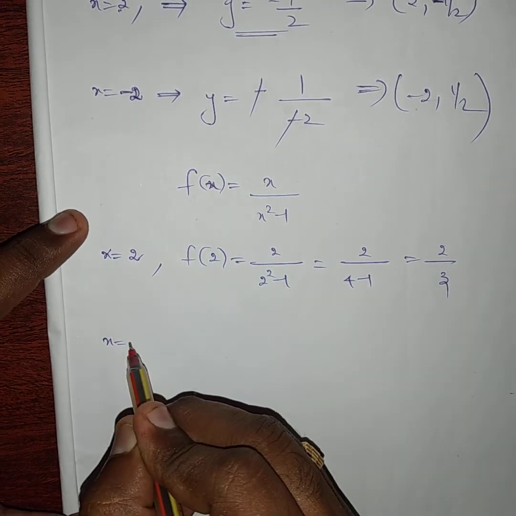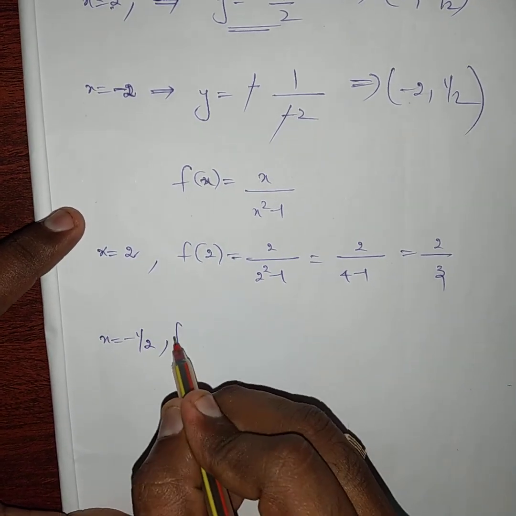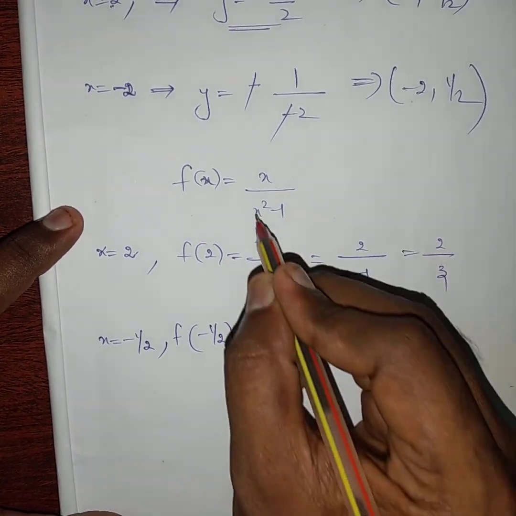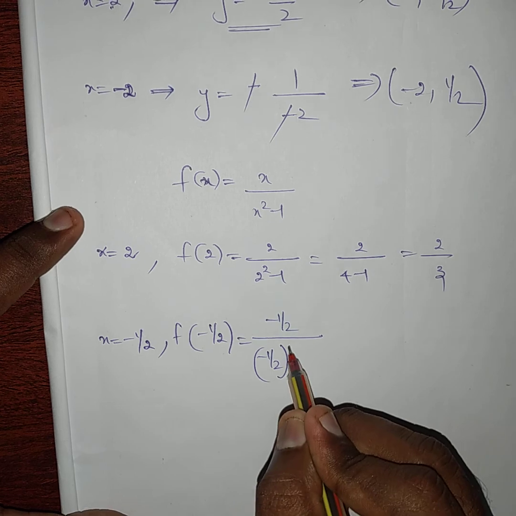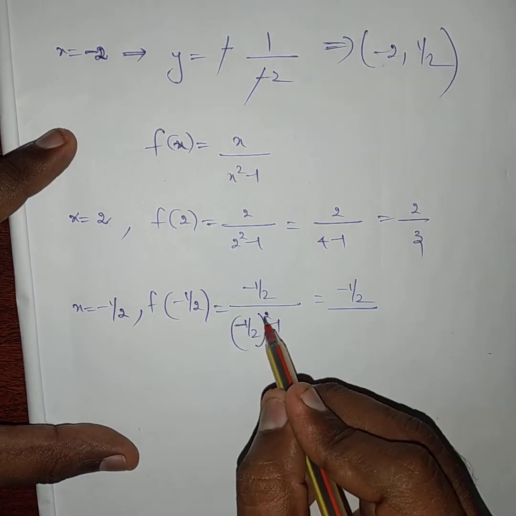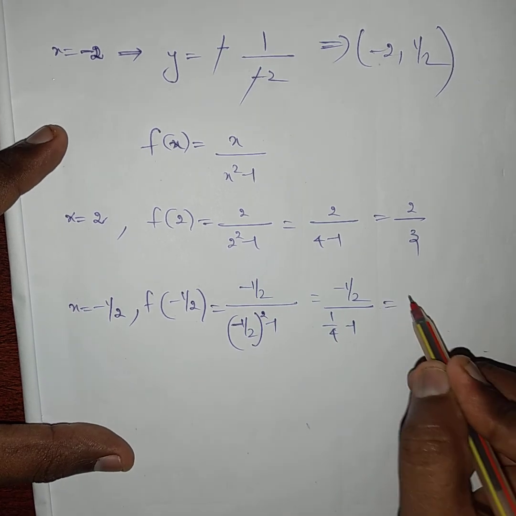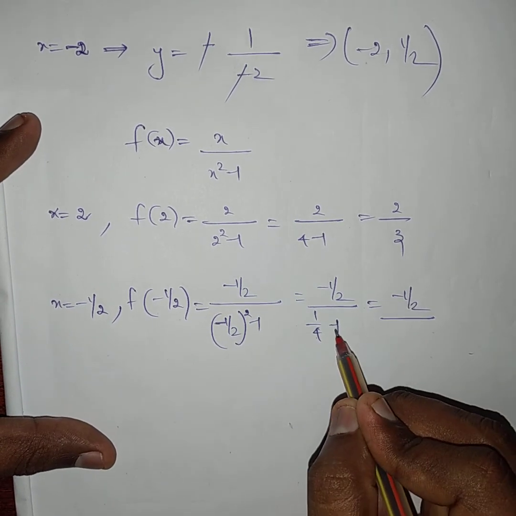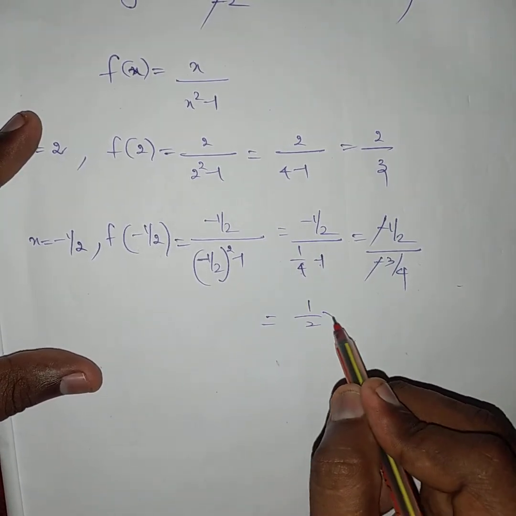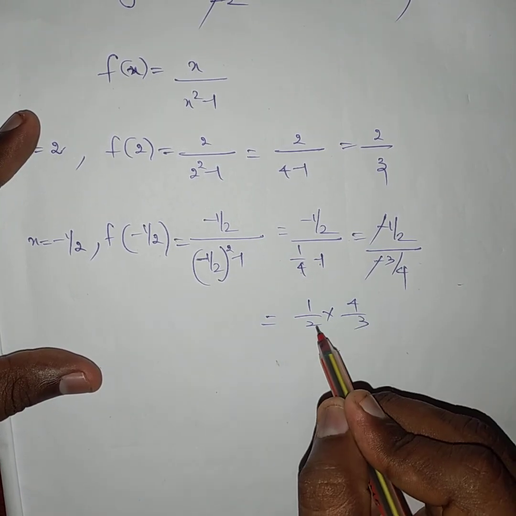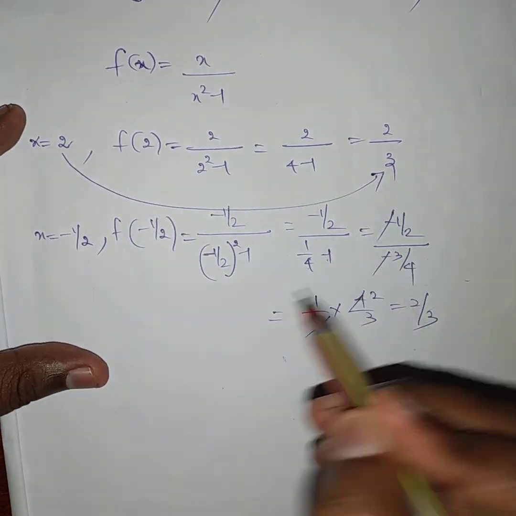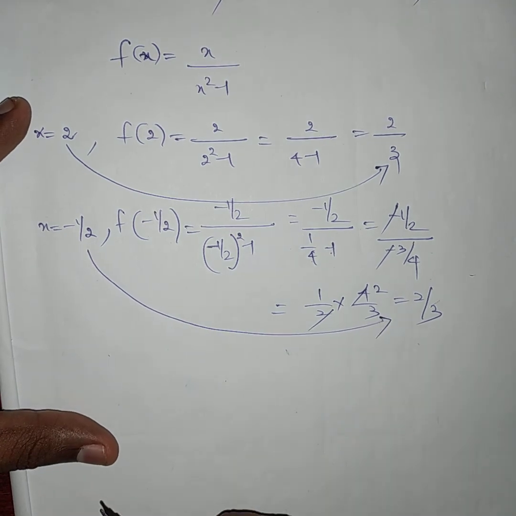Suppose I am going to take x is equal to minus 1 by 2. What will the answer be? f of minus 1 by 2 is equal to minus 1 by 2 divided by minus 1 by 2 the whole square minus 1. That is minus 1 by 2 divided by 1 by 4 minus 1, which is minus 1 by 2 divided by minus 3 by 4. Minus gets cancelled. 1 by 2 into the reciprocal, 4 by 3. Both will be cancelled. The answer is 2 by 3. For 2 I get 2 by 3, and for minus 1 by 2 also I get 2 by 3.